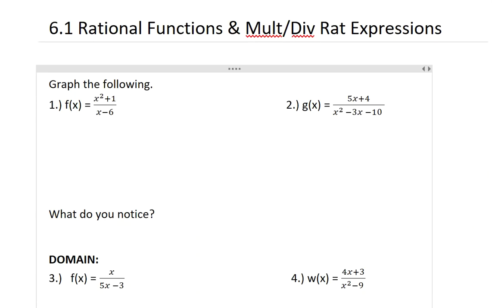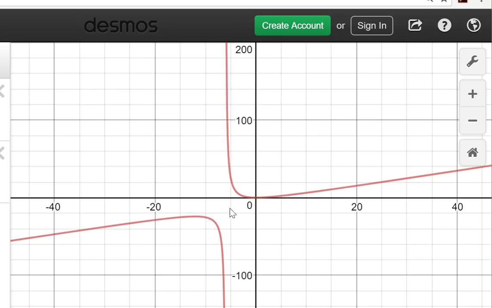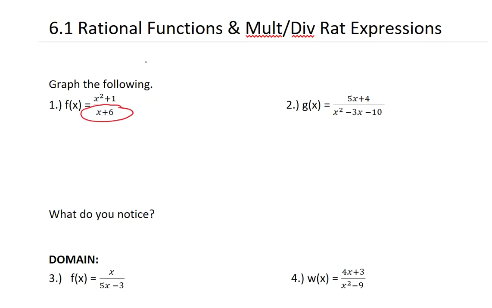Now let's go back and look at this equation. So if you take a look, we have x squared plus 1 over x minus 6. Sorry, that should be x plus 6. And then let's look back at the graph, and you'll see that the asymptote is at -6. Well, that's because if you think about what's happening here, if I set this equal to 0, x equals -6.